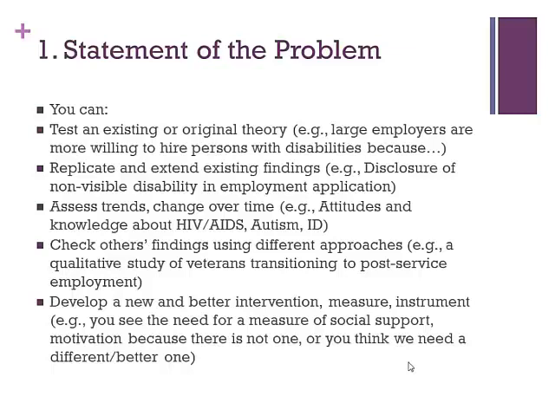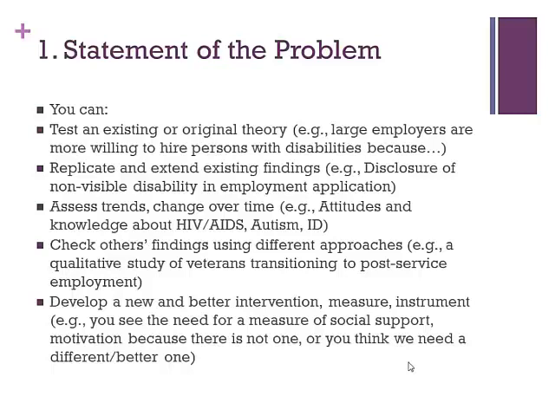You can check other people's findings using different approaches. So for example, let's say someone has done a study looking at veterans transitioning to post-service employment, and they did a quantitative study looking at the numbers. Maybe you do a qualitative study talking to veterans about their experiences in this transition. So you can look at the same question, but go about answering it a different way.